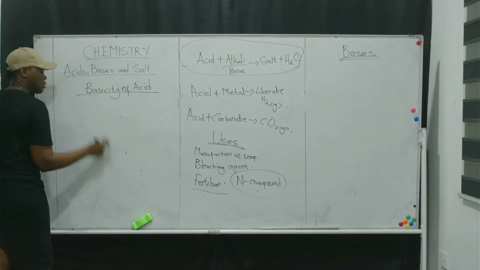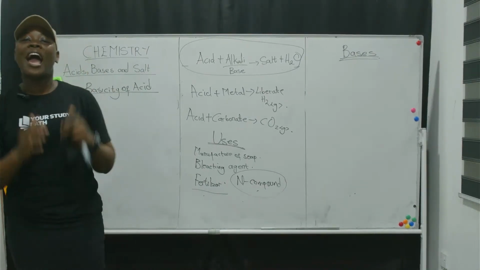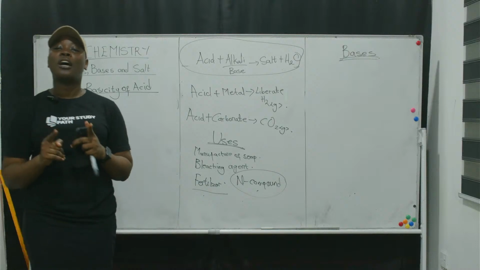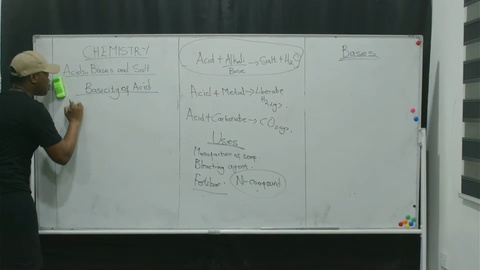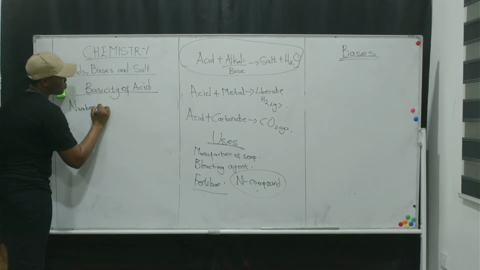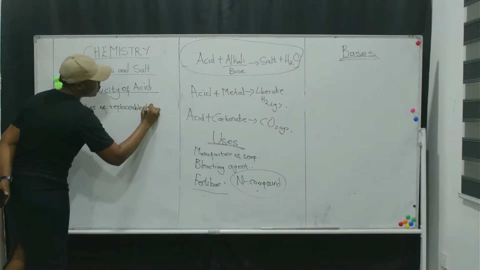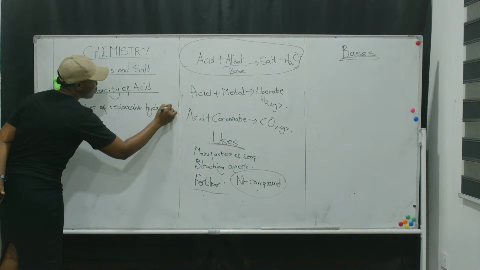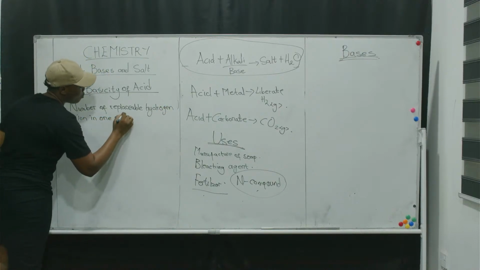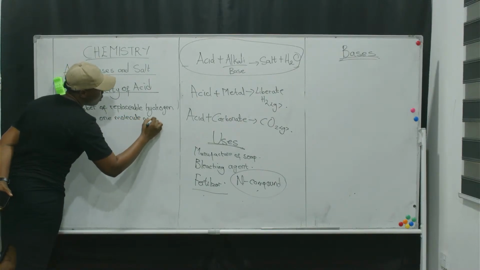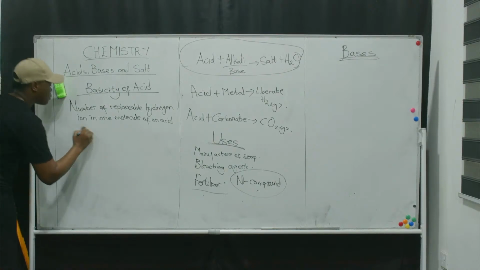Basicity of acid. When you hear the word basicity of acid, it is the number of replaceable hydrogen ions in one molecule of an acid. Let me give an example so that you understand what I mean.